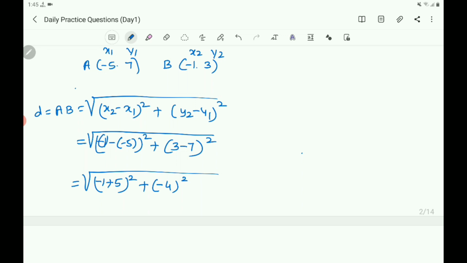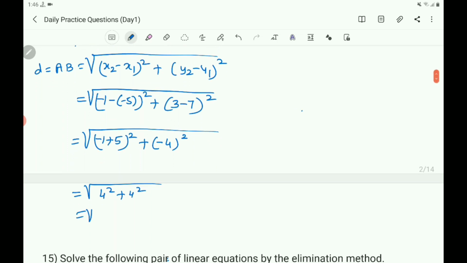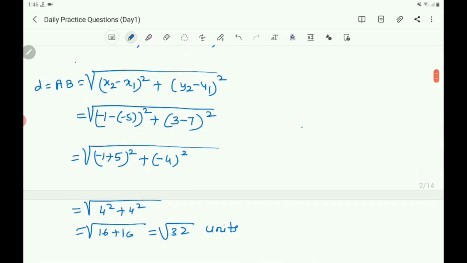Here you got minus 1, and minus minus is plus 5, and 3 minus 7 is minus 4. Then you write minus 1 plus 5 is 4 square, plus this is also 4 square, that equals square root of 16 plus 16, that equals square root of 32 units.